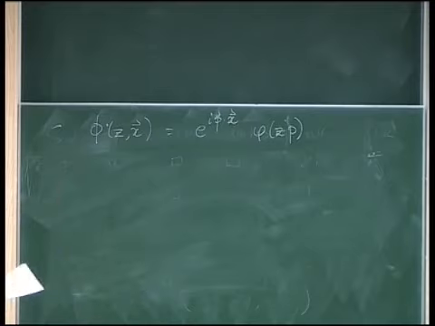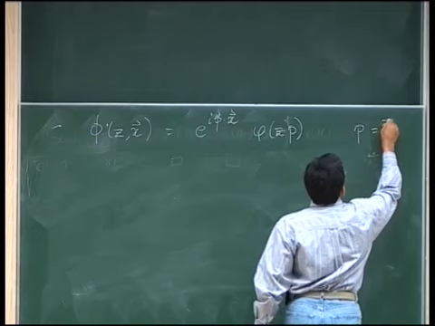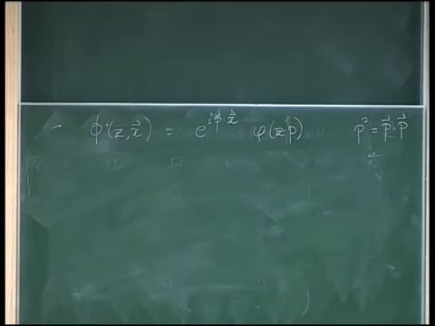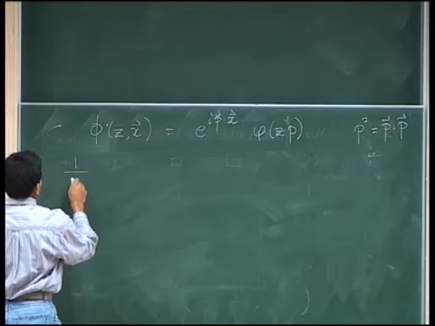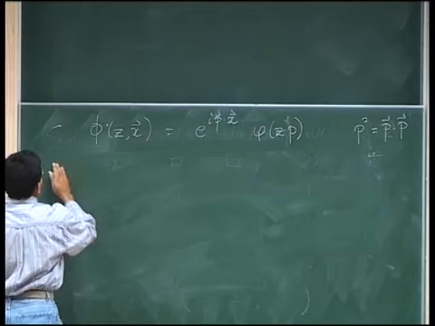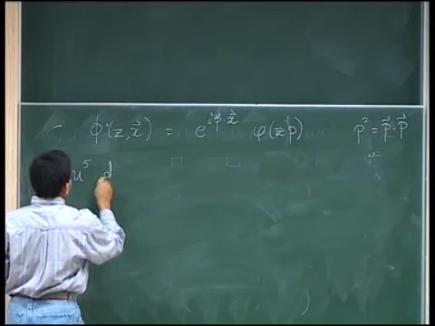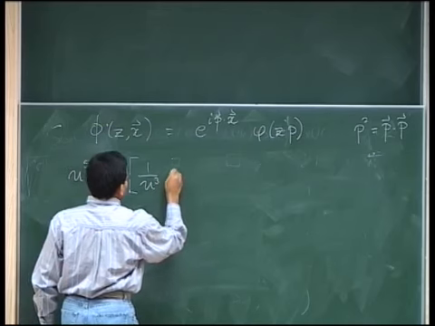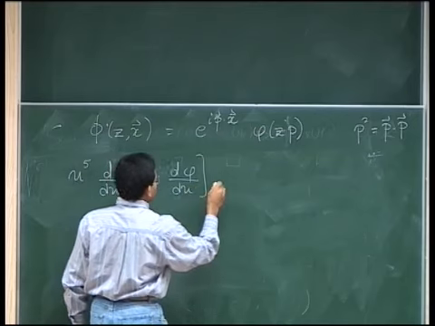And let me choose a slightly different normalization where P is just the norm of the vector p. So the claim is that the wave equation reduces to the following ODE for the scalar field, and I'll explain the notation in a moment.